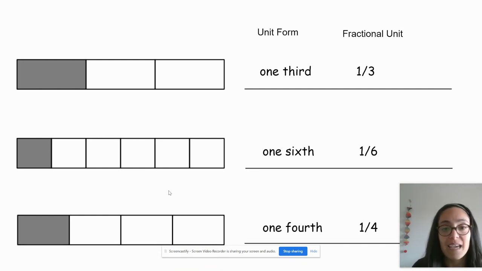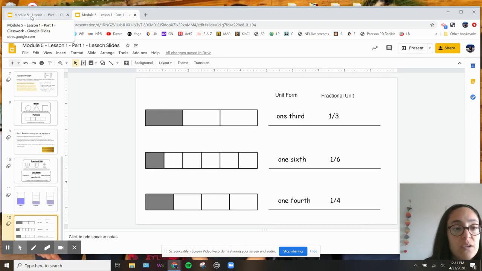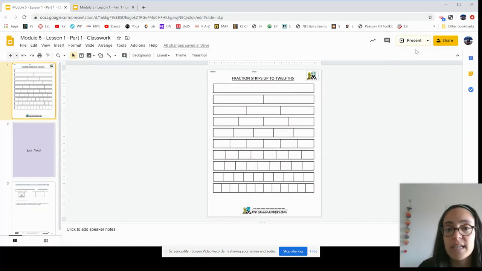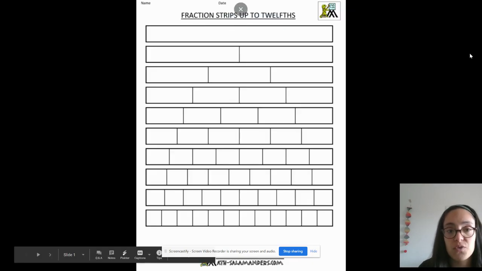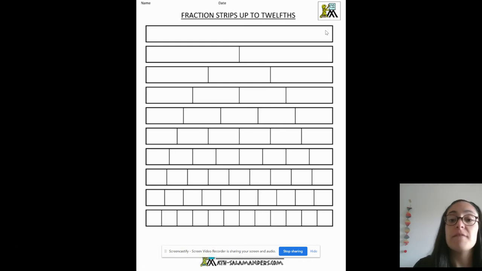So boys and girls, today your job is going to be to go to our fractional strips, okay? So you can cut these out if you have a printer. If you do not have a printer, again, take a piece of paper and you can break it, make sure all your pieces are the same. Your job for today is going to be to make all of these parts. So just like we did with our unit form and our fractional unit, you want to think about how many parts are shaded in. And if I were to shade in 1 part, what would my unit form and my fractional unit look like?